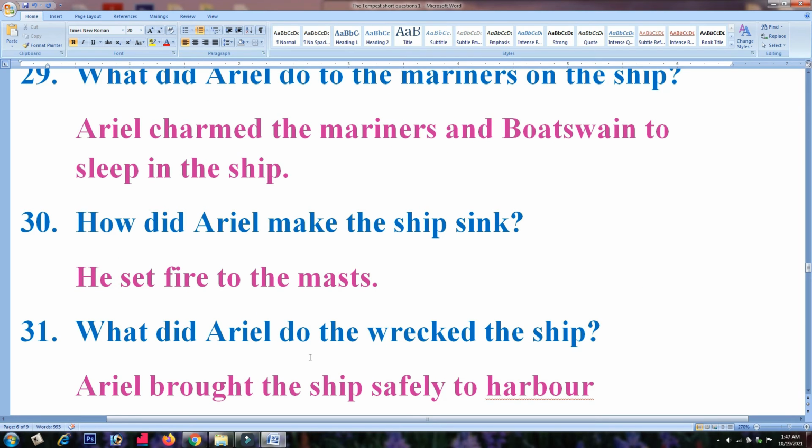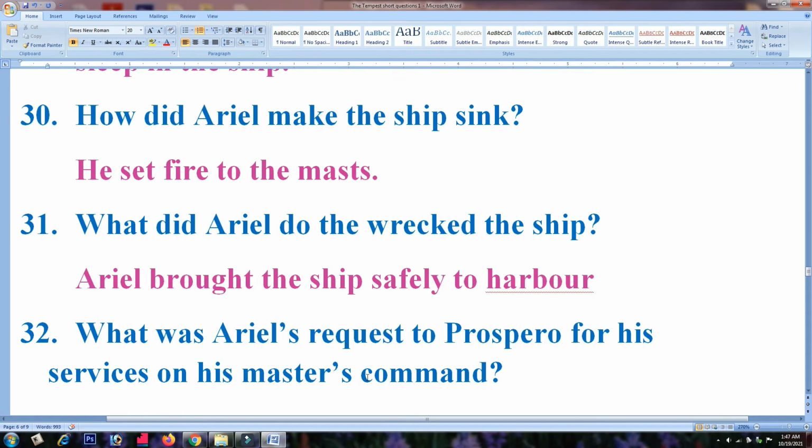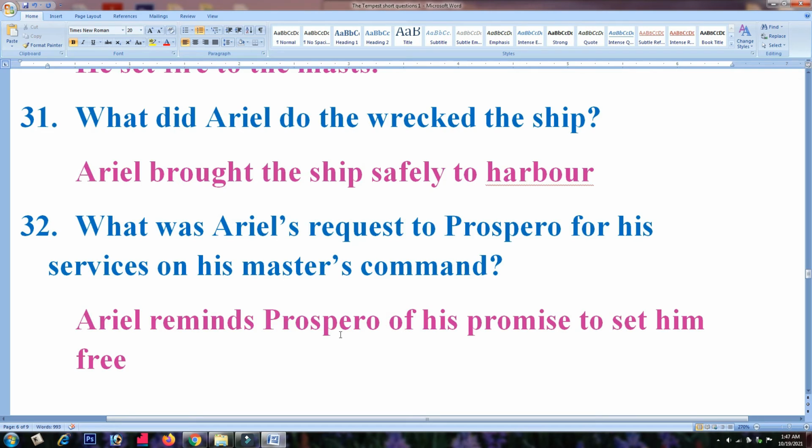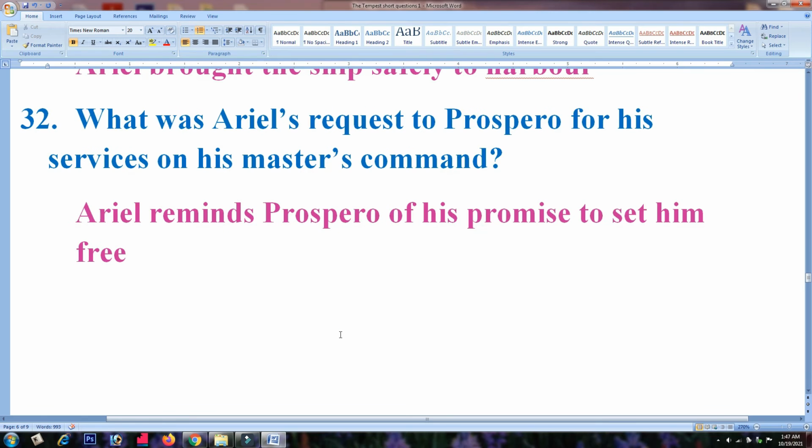How did Ariel make the ship sink? He set fire to the mast. What did Ariel do to the wrecked ship? Ariel brought the ship safely to a harbor. What was Ariel's request to Prospero for his service on his master's command? Ariel reminds Prospero of his promise to set him free.